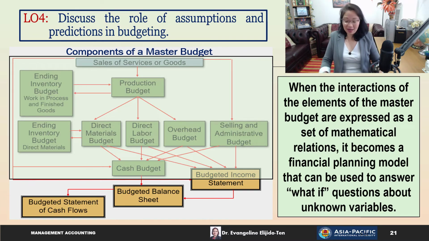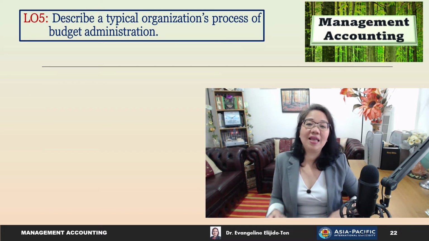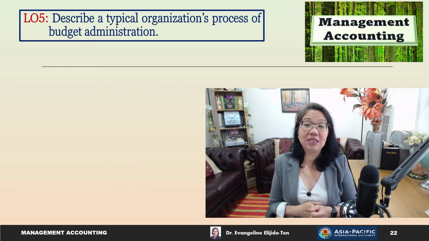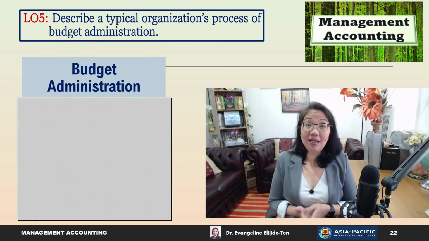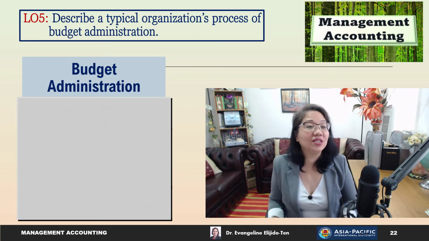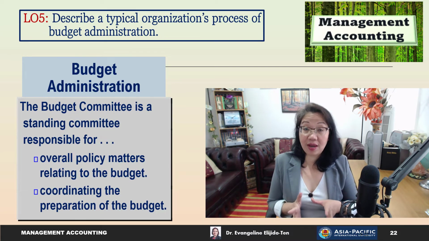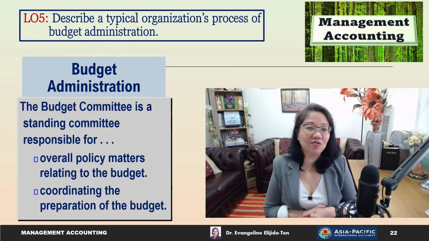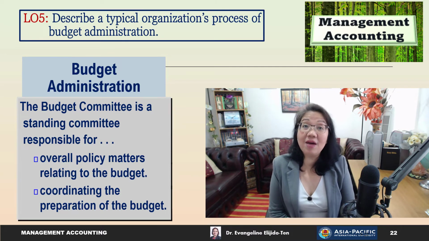All right, let us move on to the next learning objective, and this is where we'll describe a typical organization's process of budget administration. Let's talk about budget administration. In small organizations, the procedures used to gather information and construct a master budget are usually informal. In contrast, a large organization would have a formal process to collect the data and prepare the master budget.